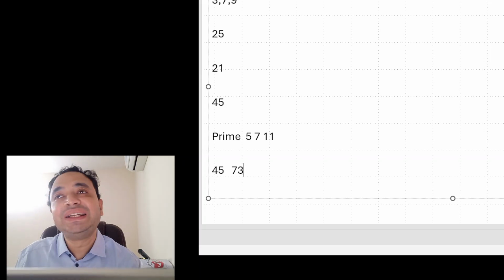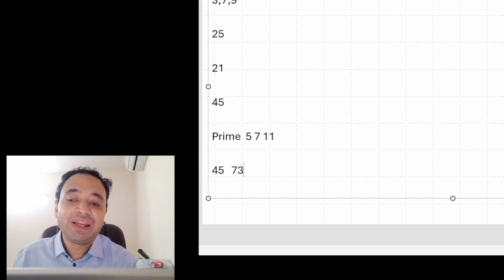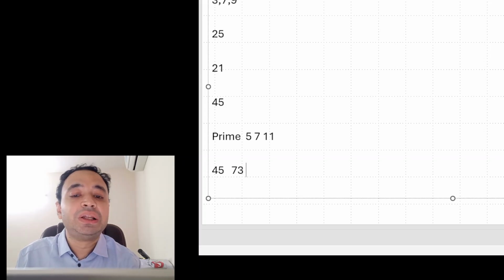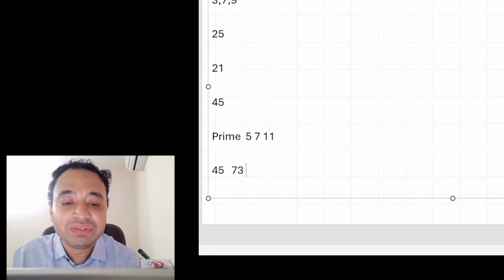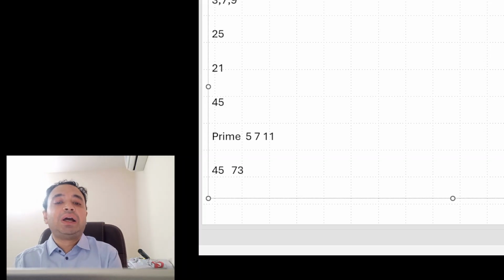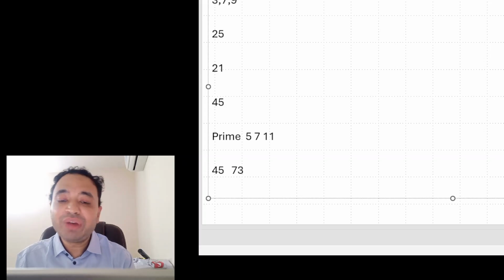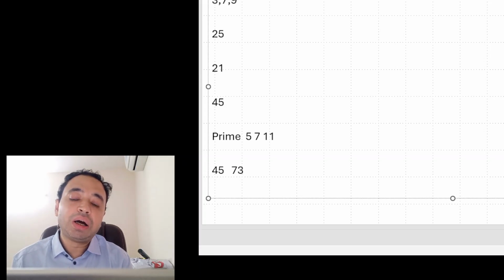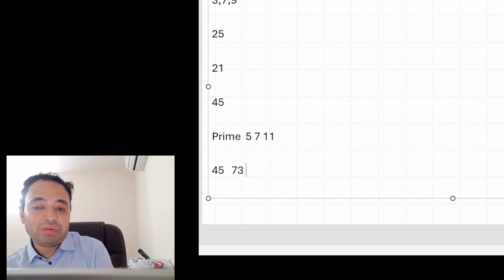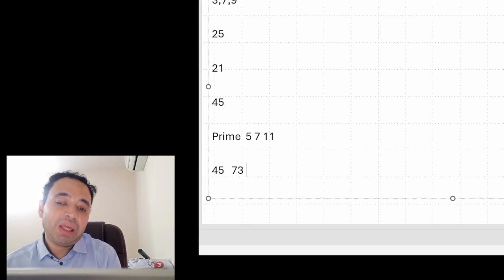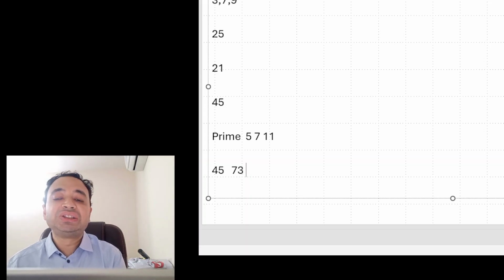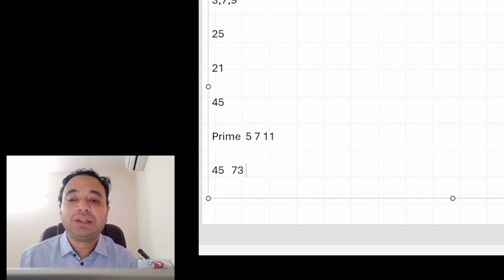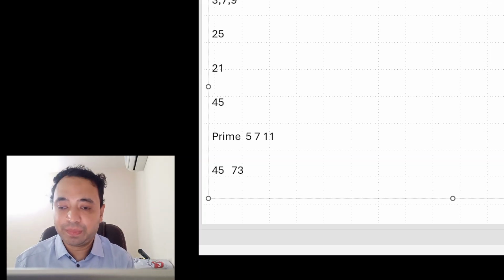Again, 17 is another example where it is not divisible by either 2, 3 or 5, hence it is a prime number. If you have to remember how a number is a prime, if any number is not divisible by either 2, 3 or 5, then it will be a prime number.